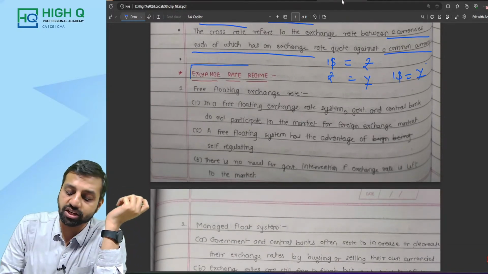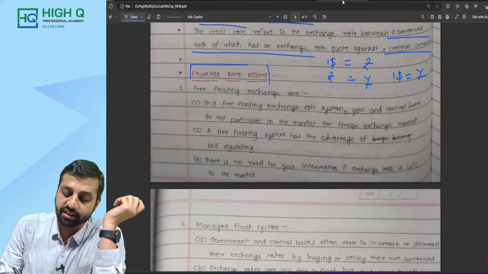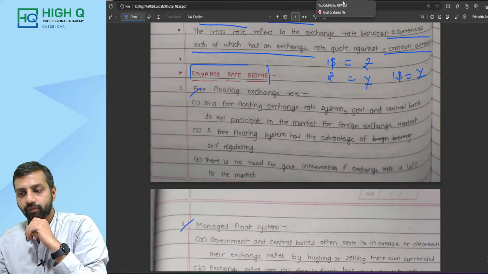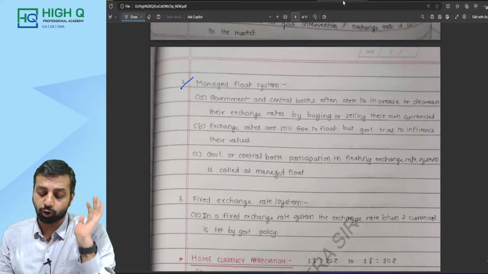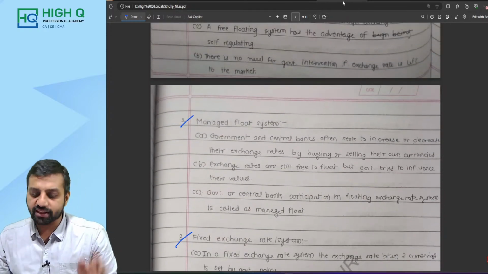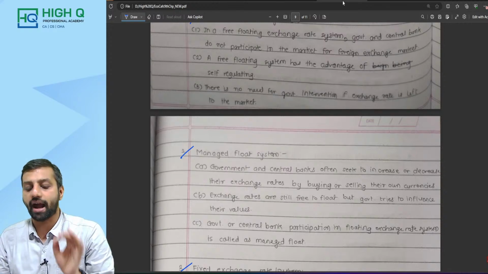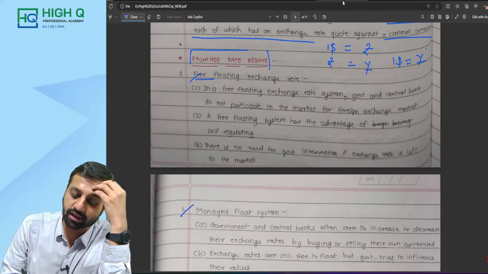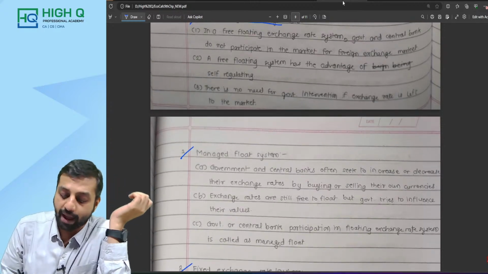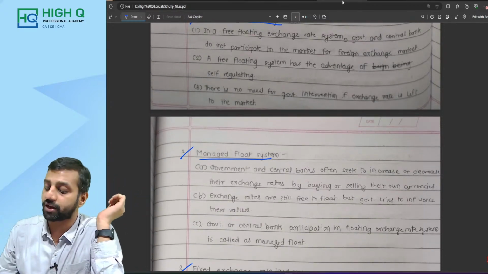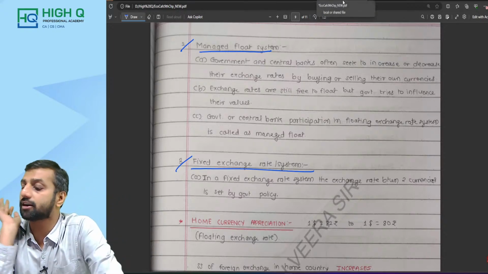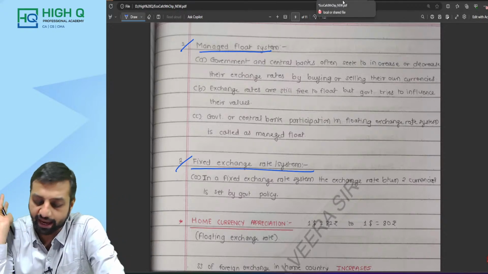Then how are exchange rates determined? Either there can be free float or managed float or fixed. So basically there are 3 ways to determine foreign exchange rate. Free floating, government does not interfere. Managed floating, partial interference by government. Fixed, 100% interference by the government or the RBI.